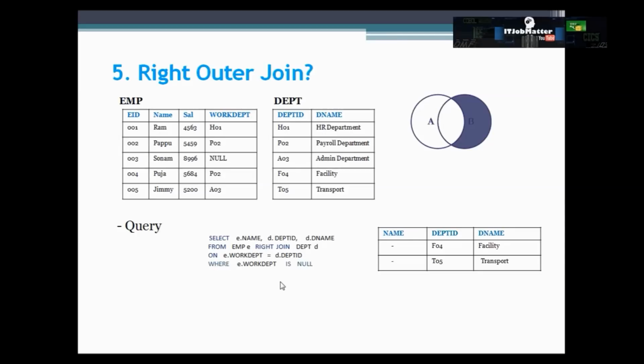The only difference between right join and right outer join is this where clause. Here we have mentioned where e.work_department is null. Here you can see that these two rows of the right side table department do not have any matching row in the employee table, which is on the left side, and that is why the result set will contain only these two rows from the right side table. And as there are no matching rows in the employee table for these two rows, in the place of employee name null will come.